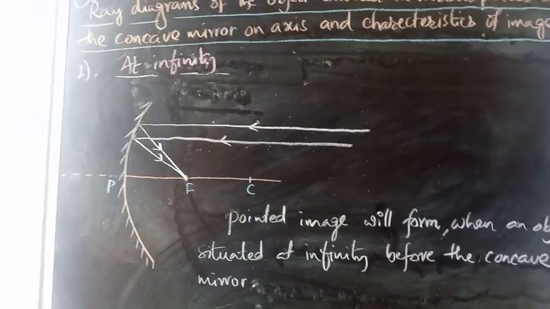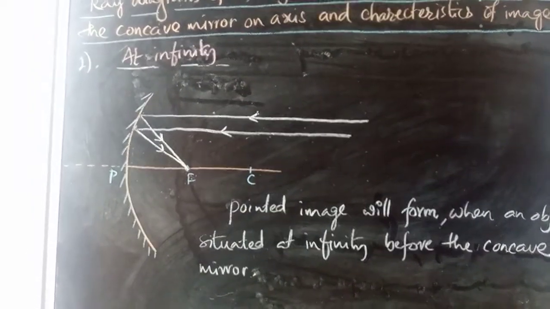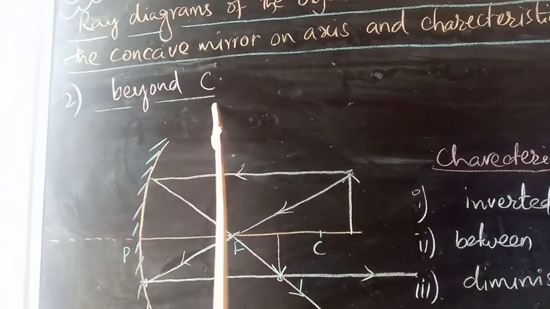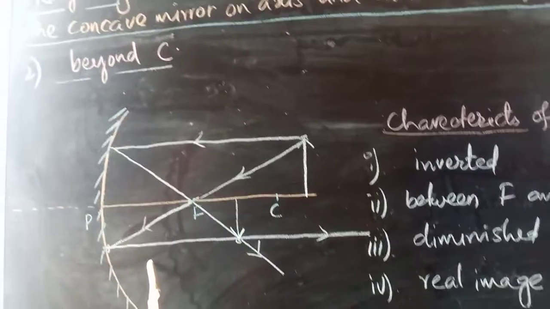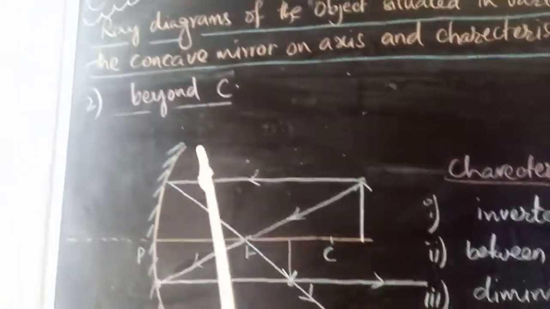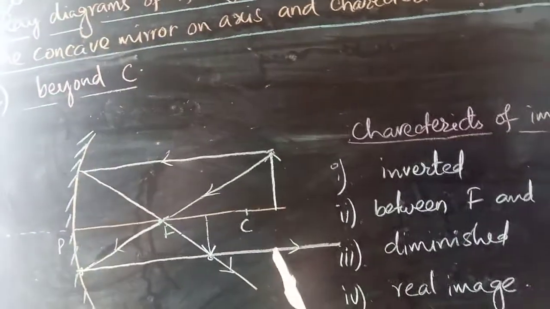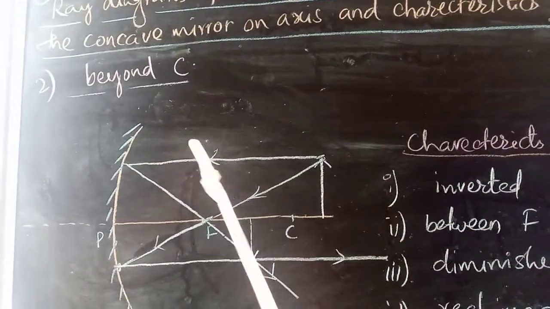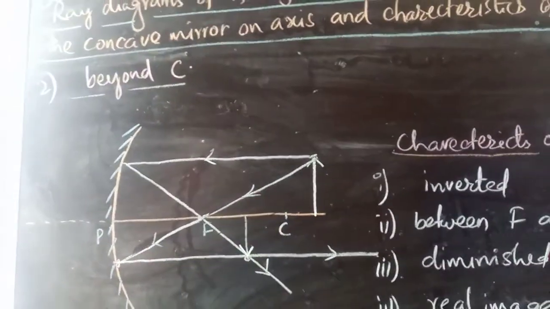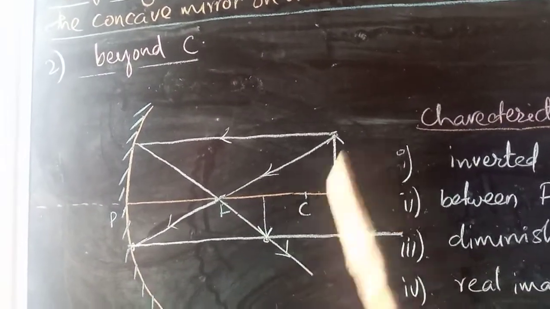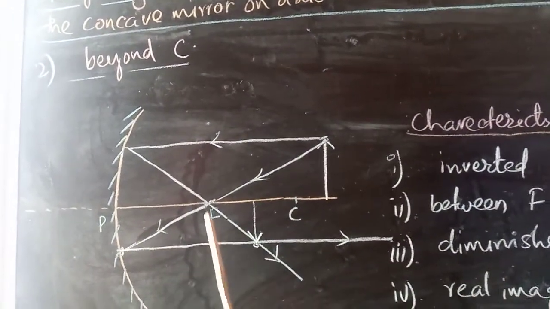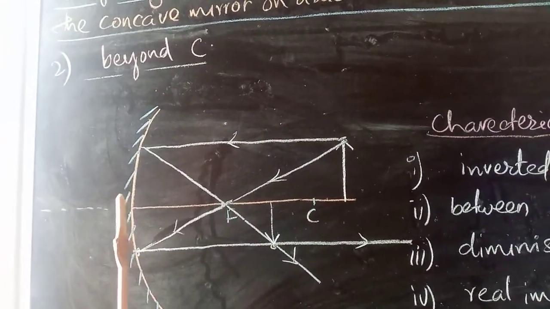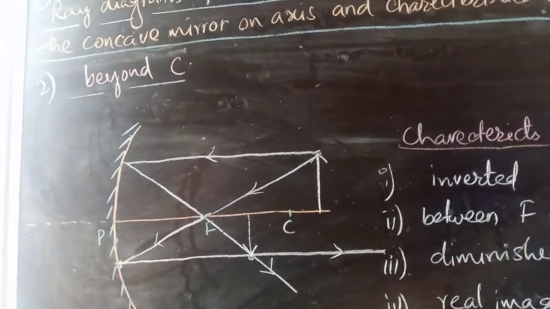So this is the first situation. Okay, now we will go to the second situation. Children, this is the second situation, that is beyond C, when the object is situated before the concave mirror on the principal axis, beyond C. The first case is also beyond C, but it is at infinity. Why do we say that is infinity? It is very hard to calculate the distance between the concave mirror and the object.